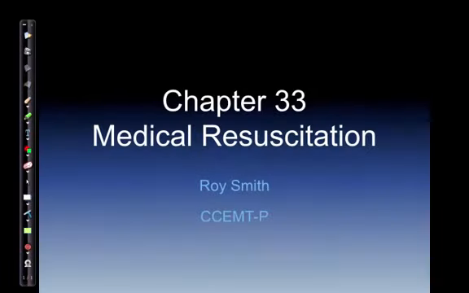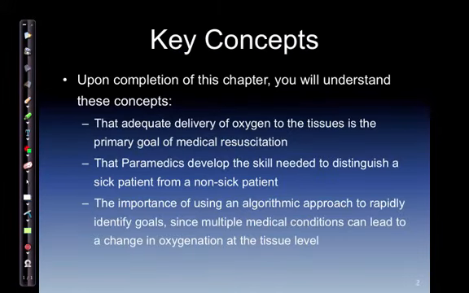This is going to be Chapter 33, Medical Resuscitation. Key Concepts. Upon completion of this chapter, you will understand that adequate delivery of oxygen to the tissues is the primary goal of medical resuscitation, that paramedics develop the skill needed to distinguish a sick patient from a non-sick patient, the importance of using an algorithmic approach to rapidly identify goals, since multiple medical conditions can lead to a change in oxygenation at the tissue level.